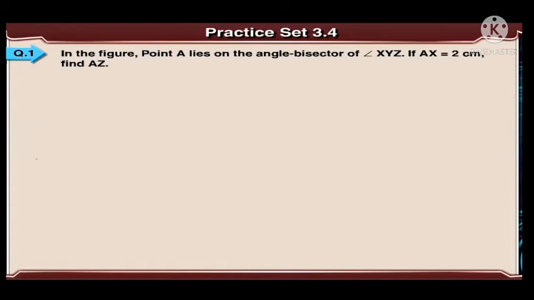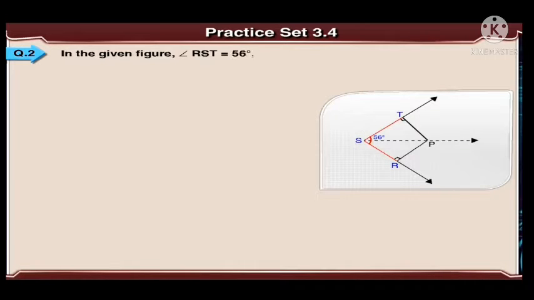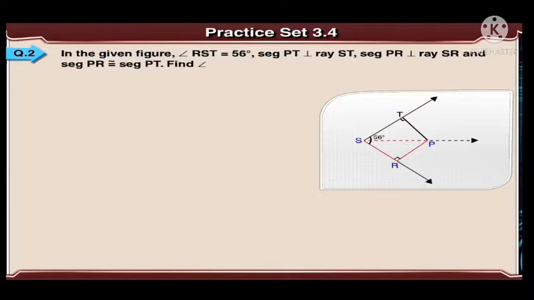Angle bisector theorem. Question number 2. In the given figure, angle RST is equal to 56 degrees. Segment PT is perpendicular to ray ST. Segment PR is perpendicular to ray SR. And segment PR is congruent to segment PT. Find angle RSP. State reasons.